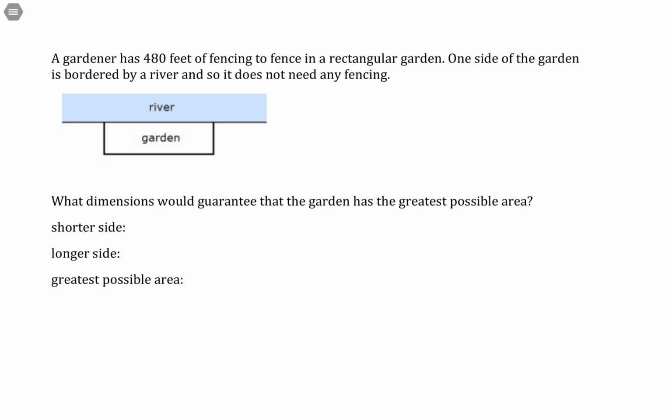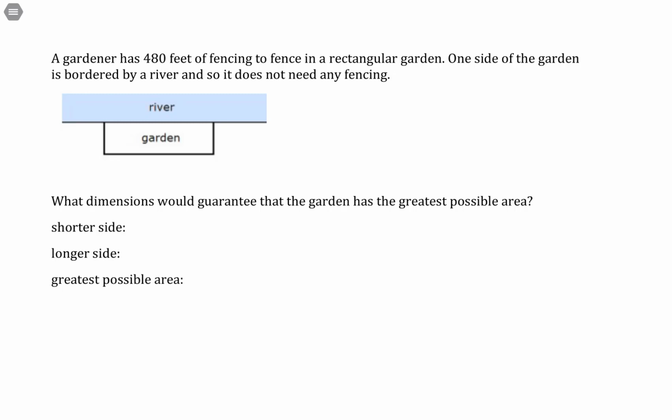A gardener has 480 feet of fencing to fence in a rectangular garden. On one side of the garden, it's bordered by a river and so does not need any fencing there. What dimensions would guarantee that the garden has the greatest possible area?